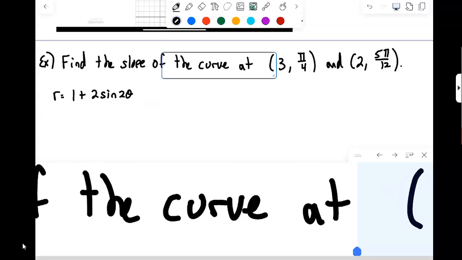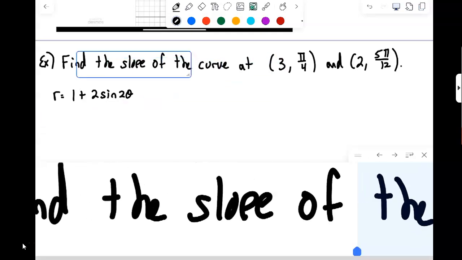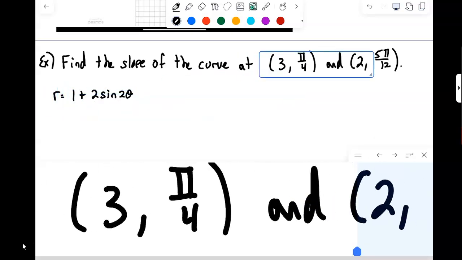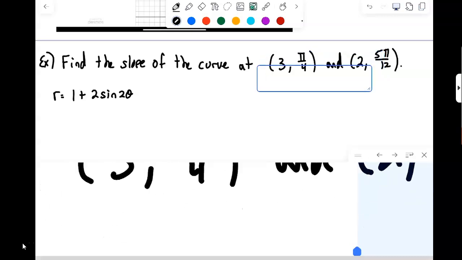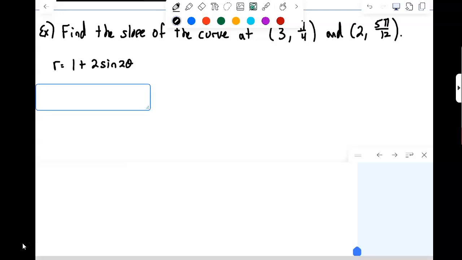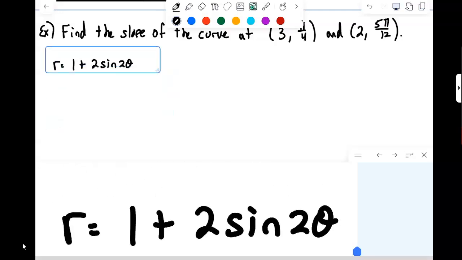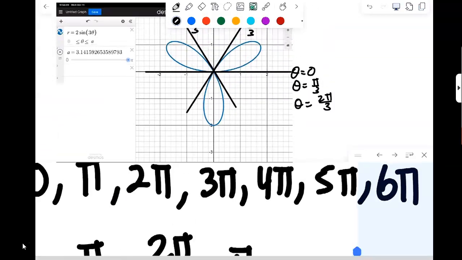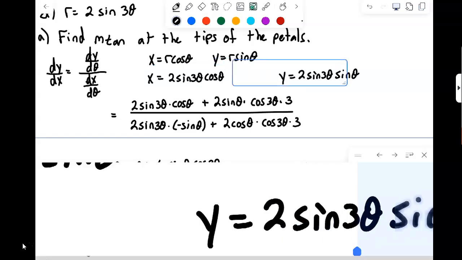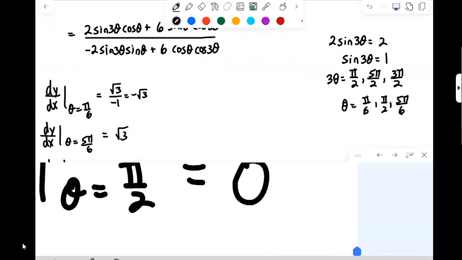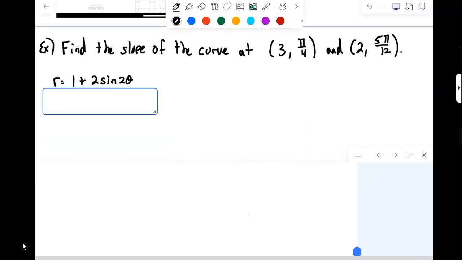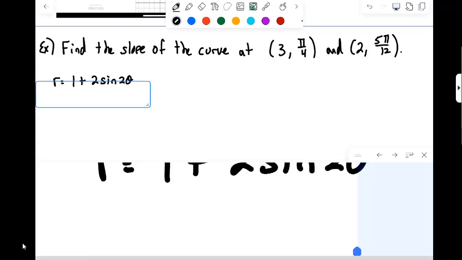But one more example here, we're finding the slope of a curve. This time we want to find the slope of our curve r equals 1 plus 2 sine 2 theta at two different points here, 3 pi over 4 and 5 pi over 12. Okay. So this time, instead of trying to work out my derivative like I did earlier by just looking at the xy functions, because my function's a little more complicated this time, I'm just going to leverage the stuff I had before. So with that in mind, I need to know what r prime looks like.